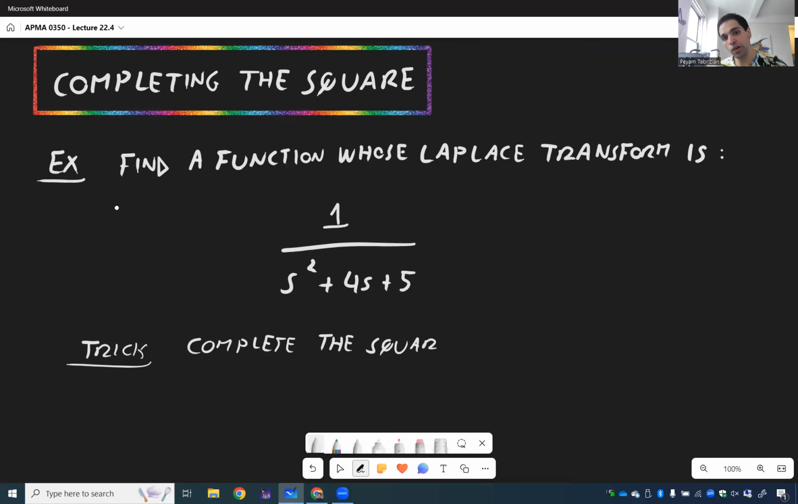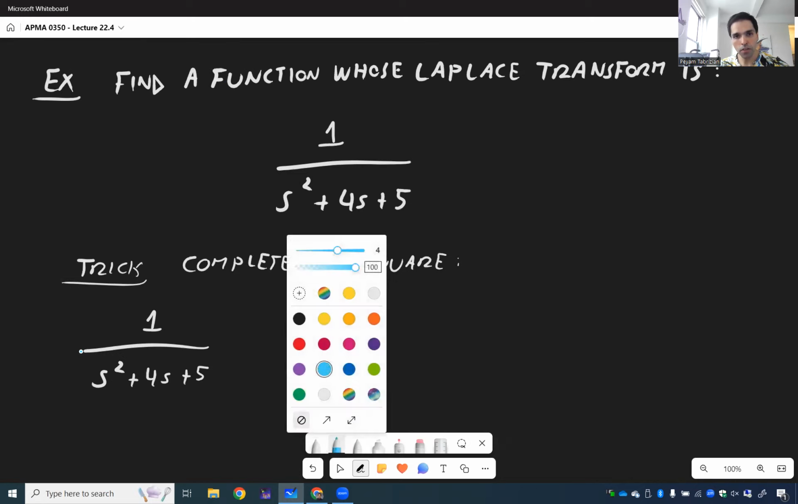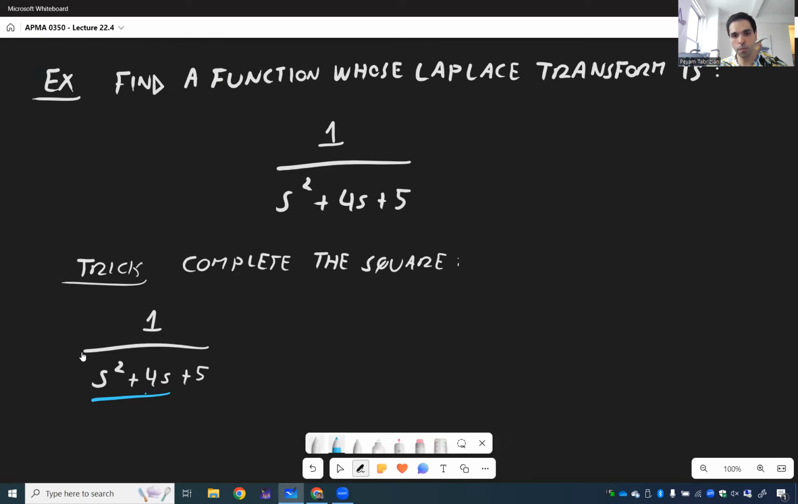Let me remind you how to do it. So we have 1 over s squared plus 4s plus 5. Now, this s squared plus 4s is the beginning of the square. So it's the beginning of s plus 2 squared, where this 2 is 4 divided by 2. And then you have to remove 2 squared.